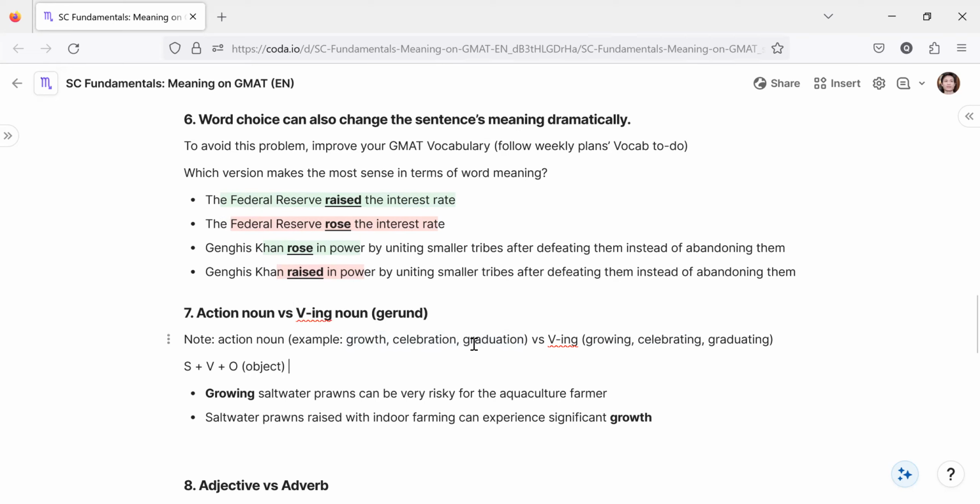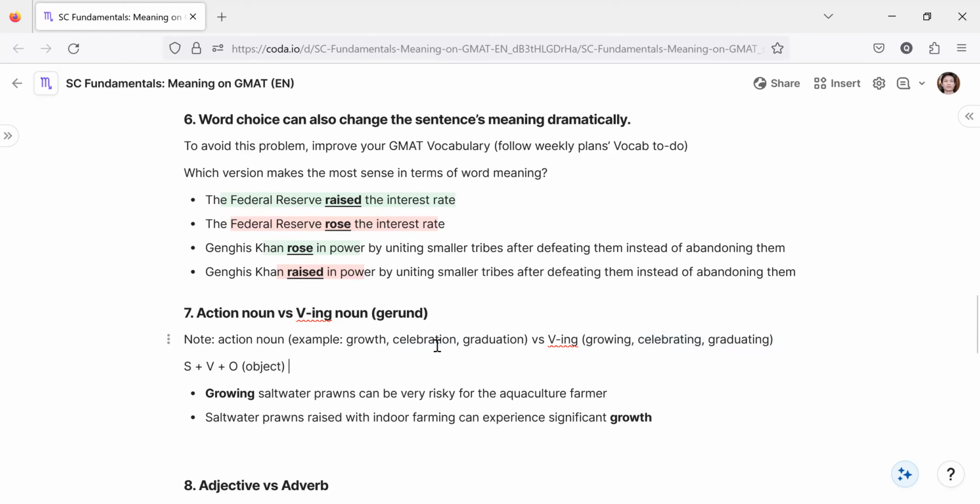So the difference is that an action noun usually denotes a process, a stage, a phase. And verb-ing gerunds like growing, celebrating, graduating usually mean the action. So for example, when I say celebration, I'm talking about the event, a celebration of somebody's birthday or anniversary or something like that. So the event, the location, the people, etc. But when I say celebrating, then I'm talking about the action of celebrating, like cheering or singing, that kind of stuff.